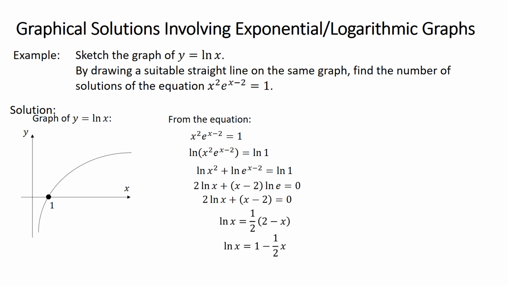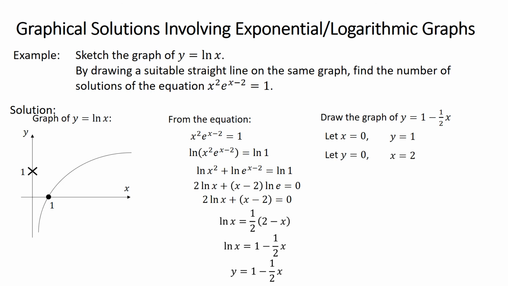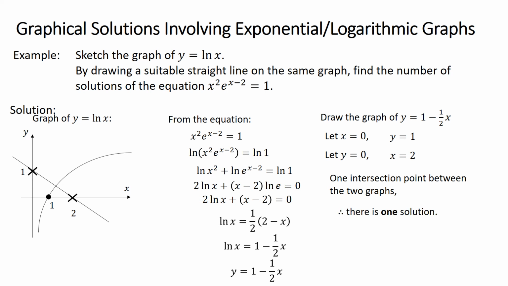Why do we want to arrange the equation into this form? Because we know that y is ln x, therefore, rearranged it becomes y equals 1 minus half x. So we need to plot this graph, which is a straight line. What we can do is let x equal 0, then y is 1. So from the graph, we plot the 1 here, and then let y equal 0, x is 2, so we can plot the point here, and then we draw a straight line. We found that there is only one intersection point between the two graphs, therefore there is one solution.